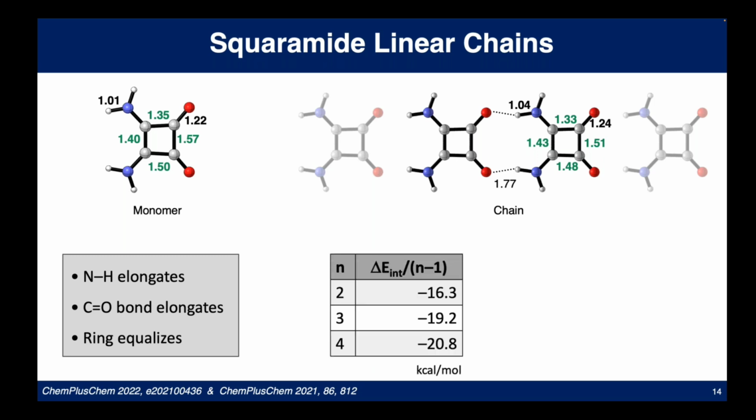So the first thing to do is to see whether there is cooperativity or not. If we divide the interaction energy by the number of interaction points in a chain, so n-1, we see that it becomes gradually stronger as the chain increases. So now I will try to show you where this increase comes from.